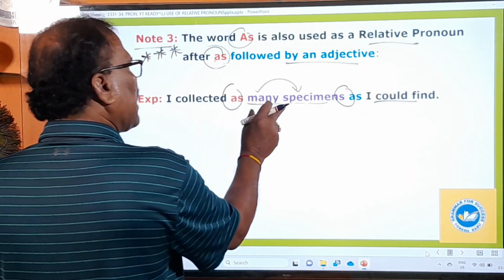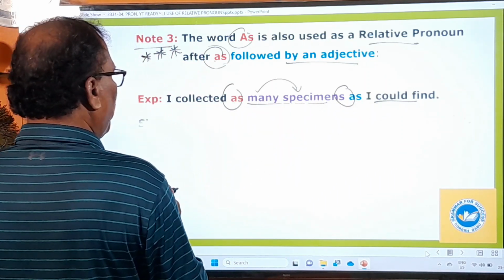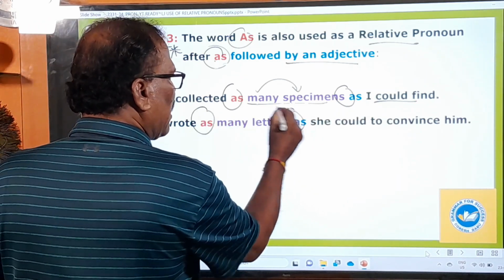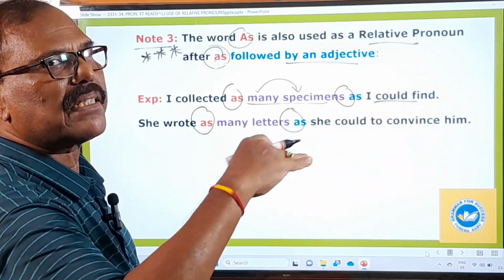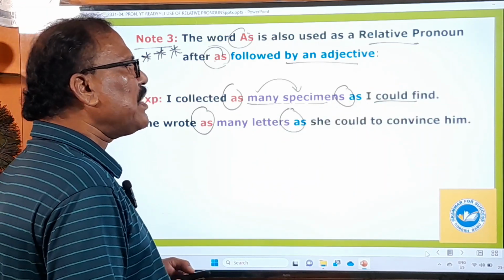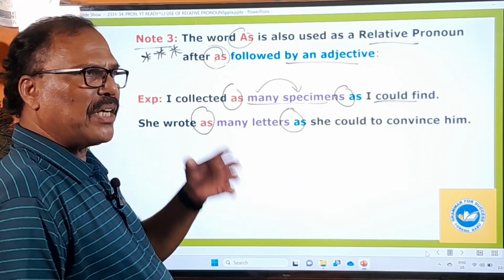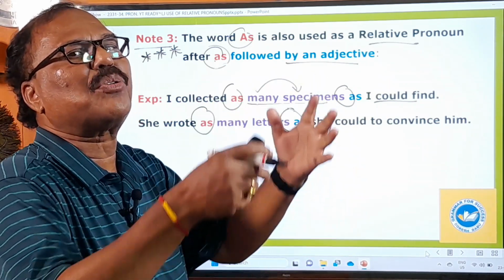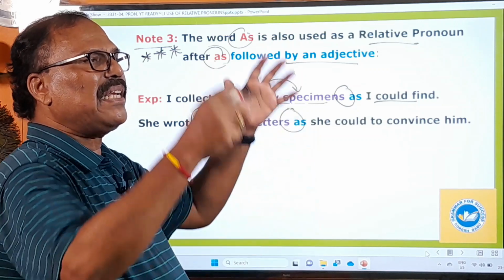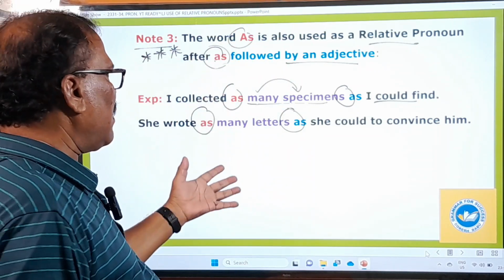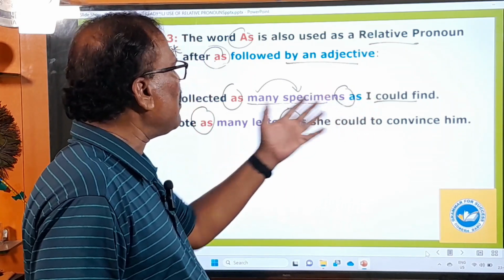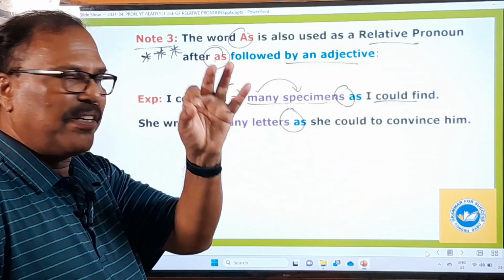Okay, I collected as many specimens as I could find. And then she wrote as many letters as she could to convince him. To convince him, she wrote so many letters. As many letters as she could. As many letters as, that means many letters. That's the meaning. As many specimens as I could means many specimens in one word.